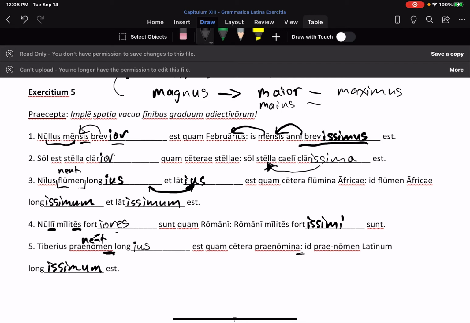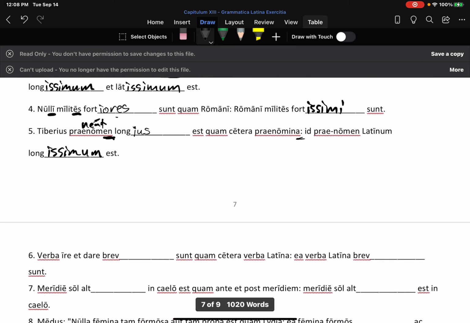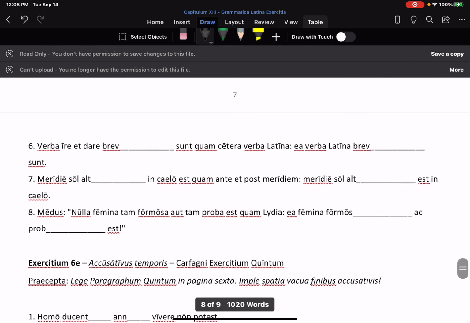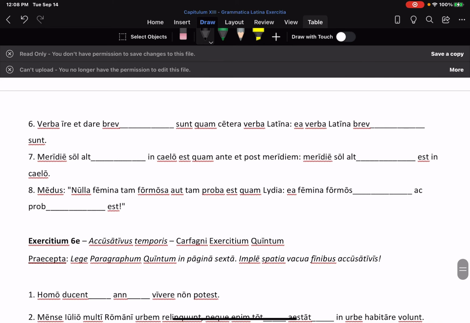Right, well, we've come to the end of the exercise, and if you have any more... we haven't, sorry. Page 8. Let's finish on this subsequent page. Let's finish the exercise. Number 6.